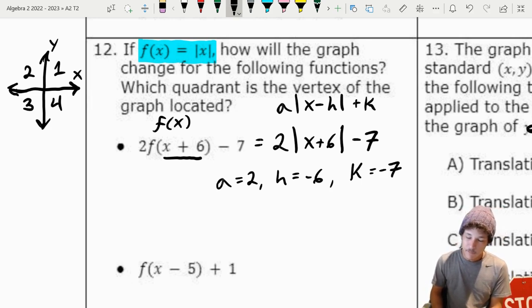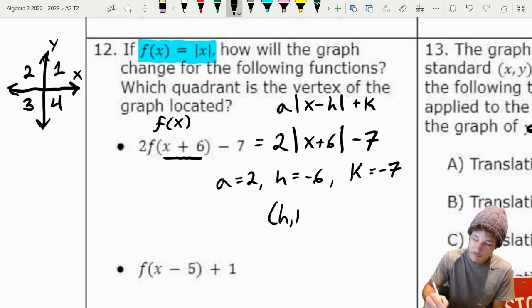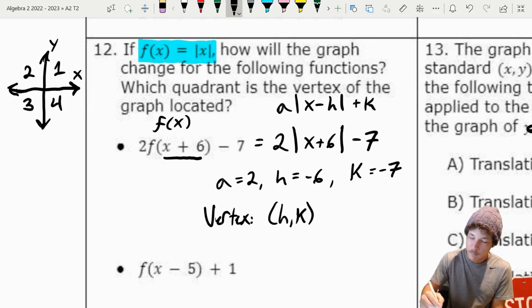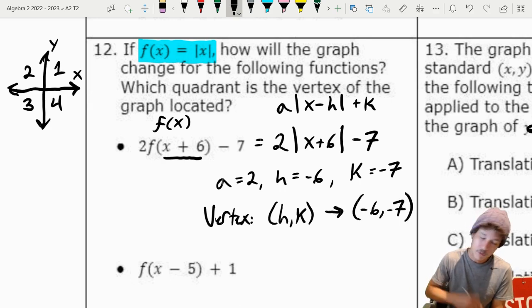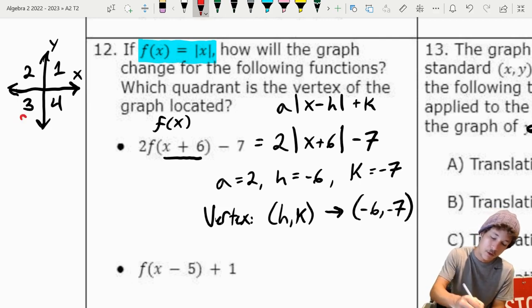Given that the vertex has to be at h comma k, that means it has to be at -6, -7, which is located somewhere over here. Which means that it's in quadrant 3.